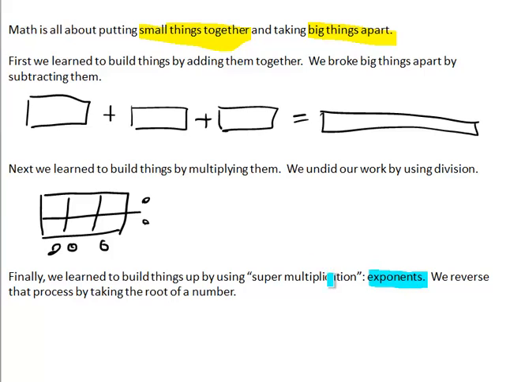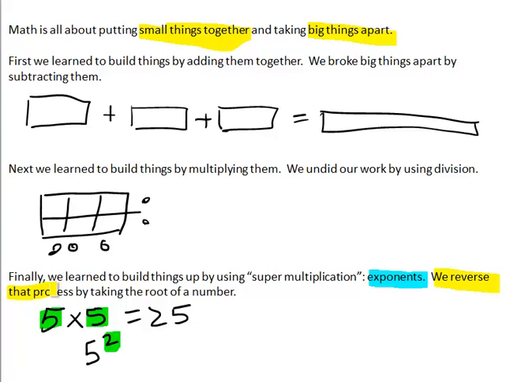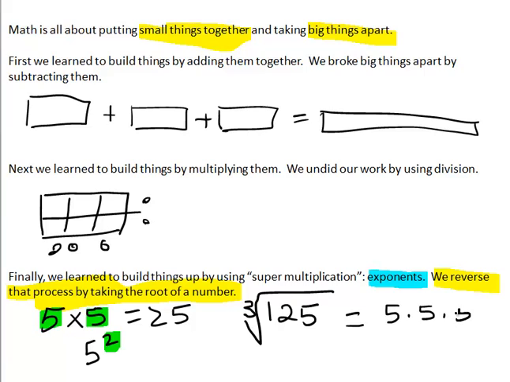And that would be the idea of 5 times 5 is 25, or 5 to the second, because there's 1 5 and 2 5s, there's the 2, makes 25. And we reverse, and this is really important, we reverse the process by taking the root of a number. Okay? So I could have 125. And if I asked you to take the cube root, cube is 3, that would be the same as saying 5 times 5 times 5, or 5 to the third equals 125.